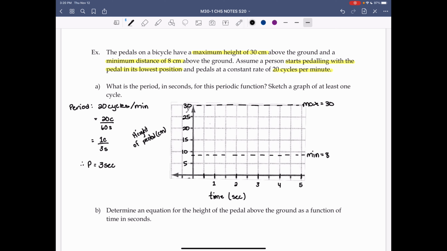I need to know the midline to graph the function. I can calculate d by doing d equals max plus min divided by 2, which is 30 plus 8 divided by 2, which is 38 divided by 2, which equals 19. That's about here.